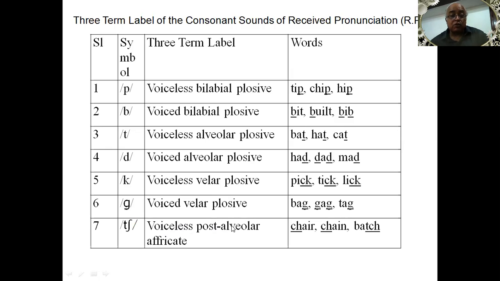There is a place of articulation, and the manner of articulation is affricate. Affricate meaning there is a total closure like the plosives, but there is a slow release and there is some friction. Ch as in the word chair, ch in the word chain, tch in the word batch.